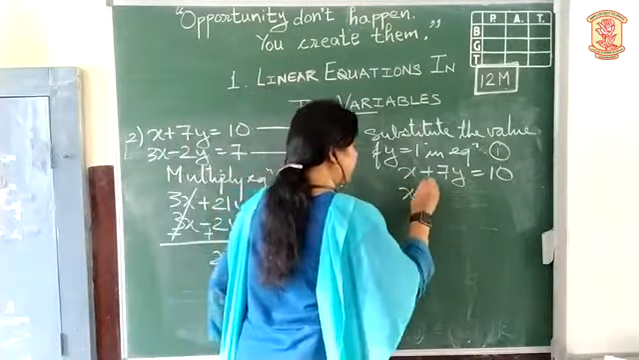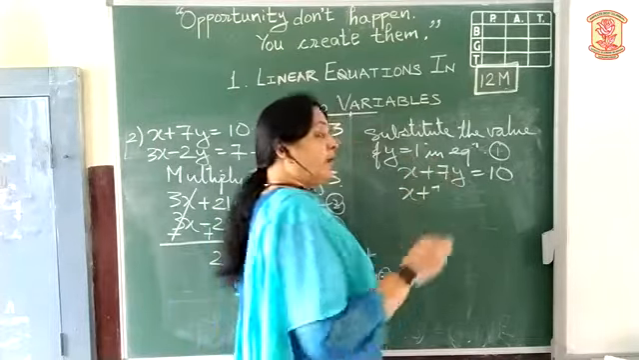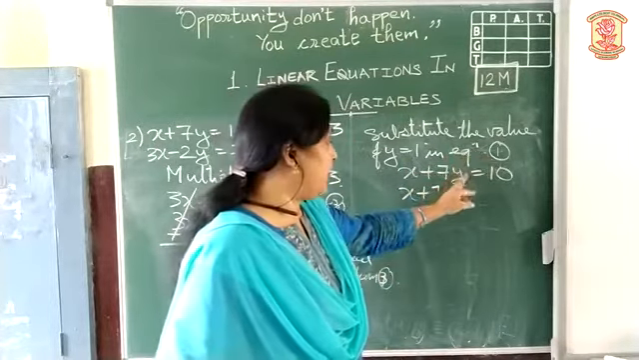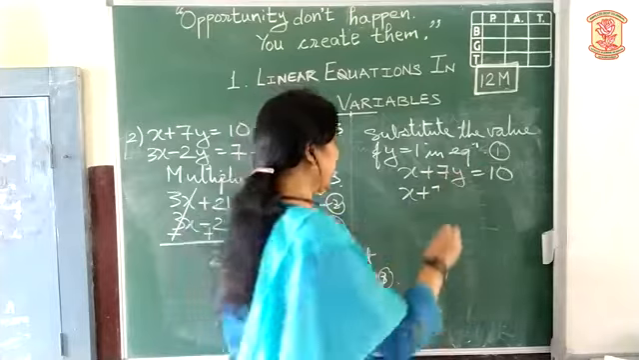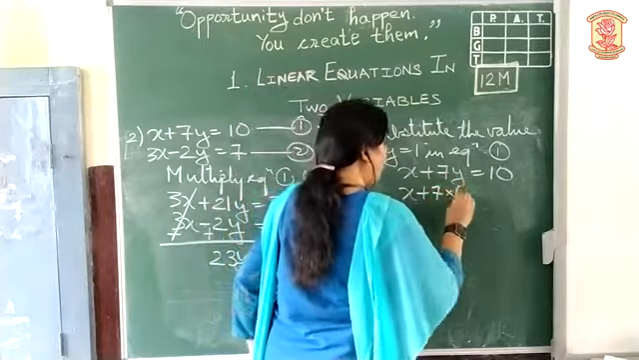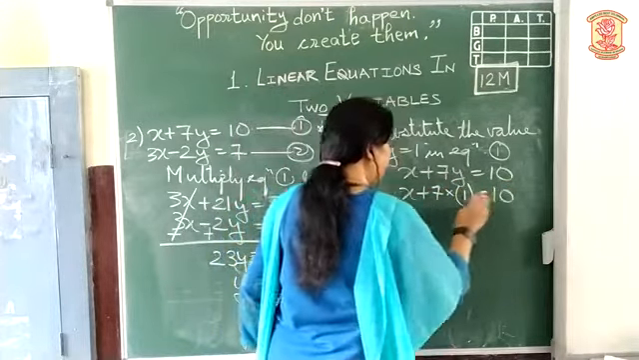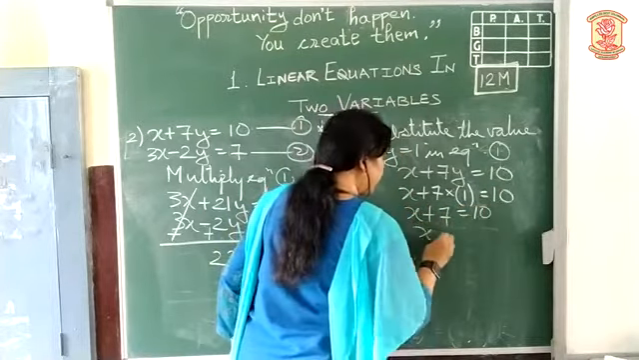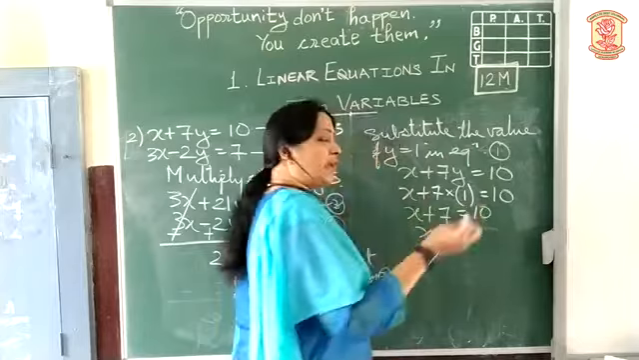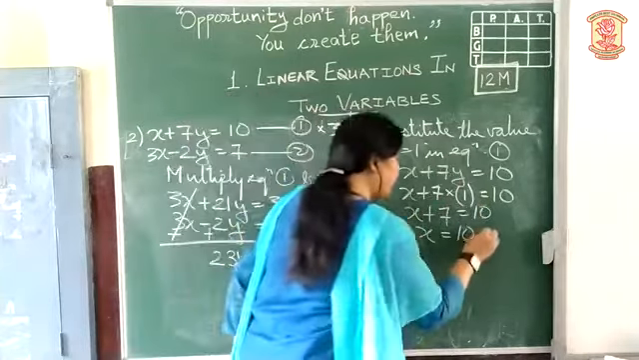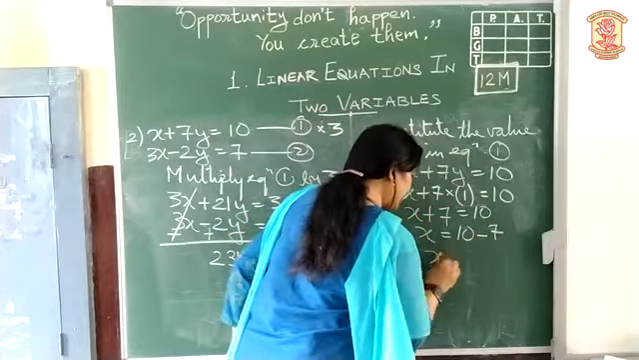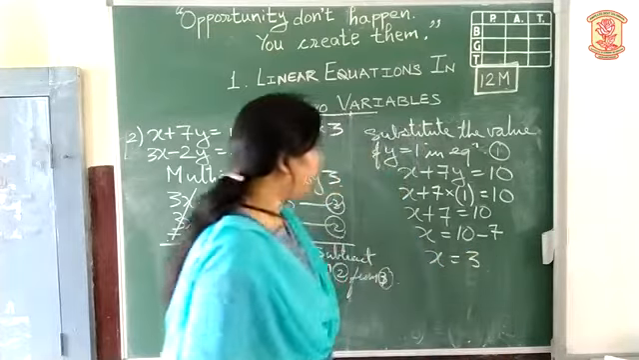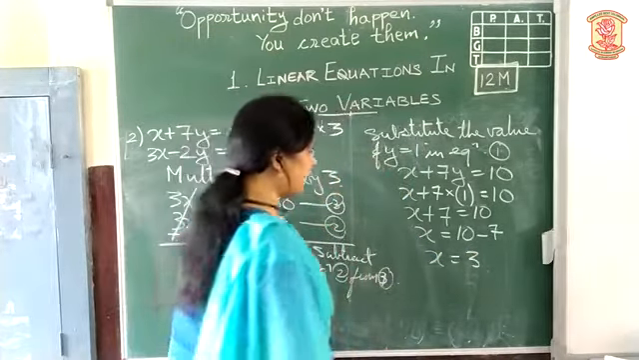That is x plus 7y. That is 7 multiplied by y. It is 7y, means 7 into y. So it will be 7 into 1, equals 10. So it is x plus 7 equals 10. So x will be 10 minus 7 when 7 goes to the other side. So x is 3.